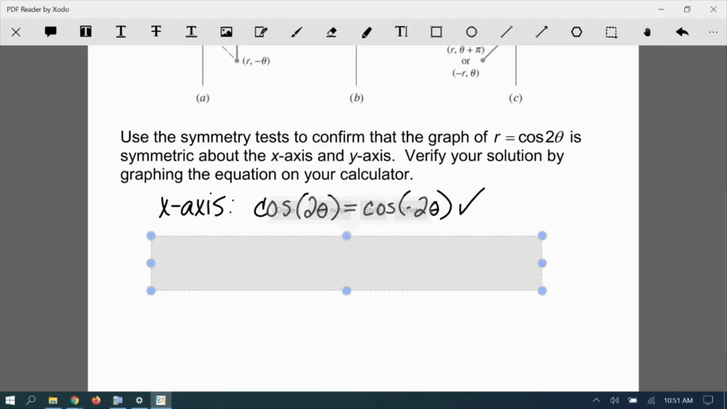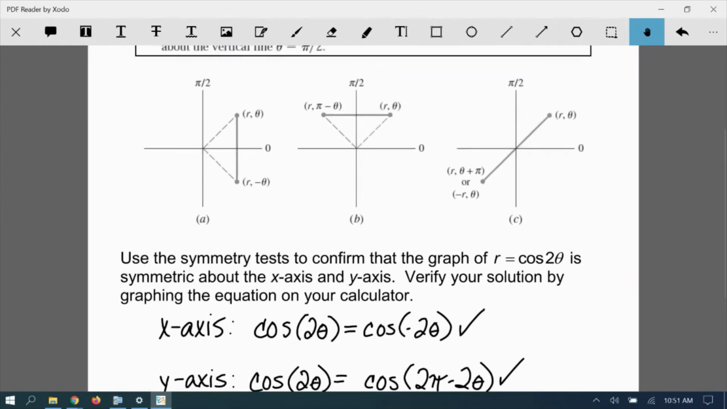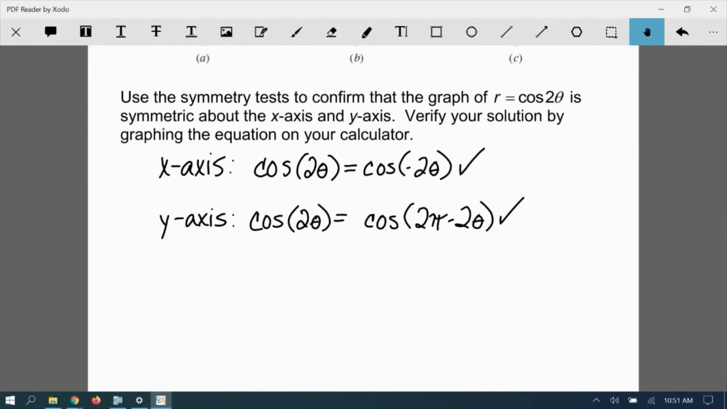All right, so now for symmetry about the y-axis, same idea. What it said above was I have to replace my theta with a pi minus theta. So cosine 2 theta becomes cosine of 2 pi minus 2 theta. And again, an easy way to verify is to plug in a couple unit circle values and make sure that those are matching up. All right, let's move on.